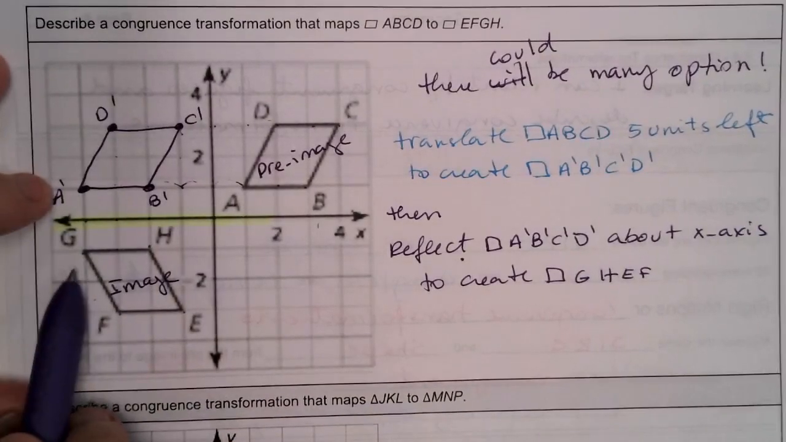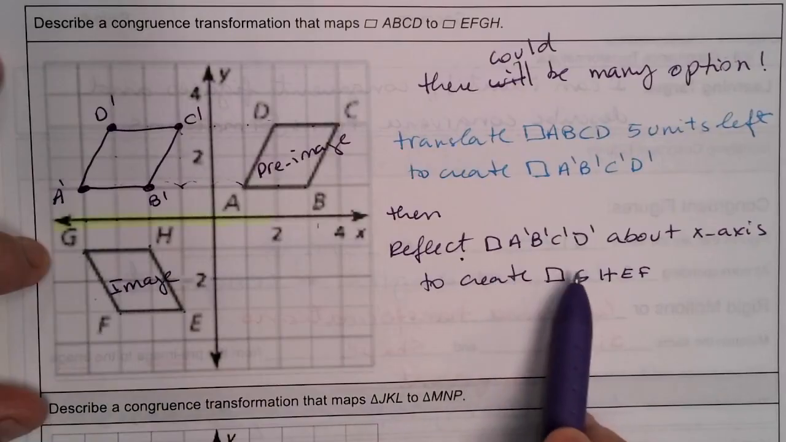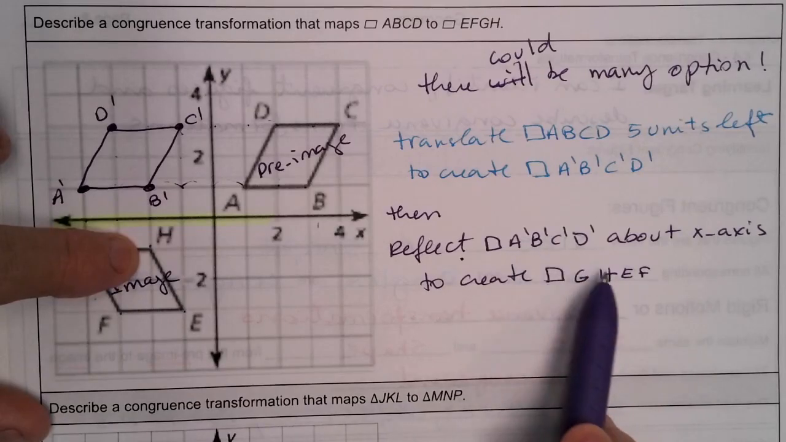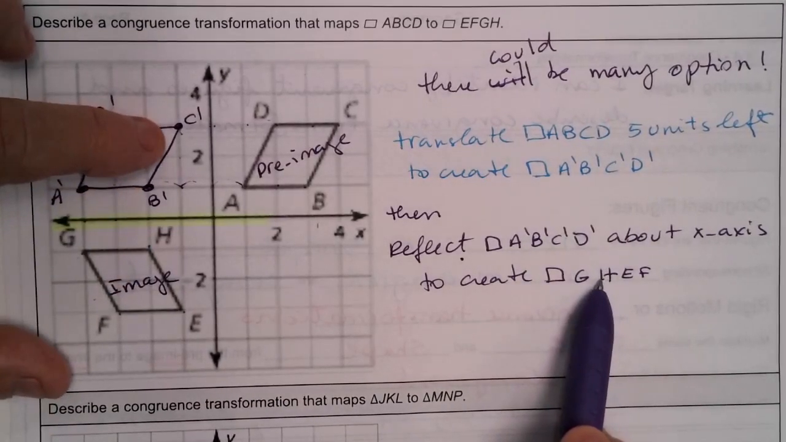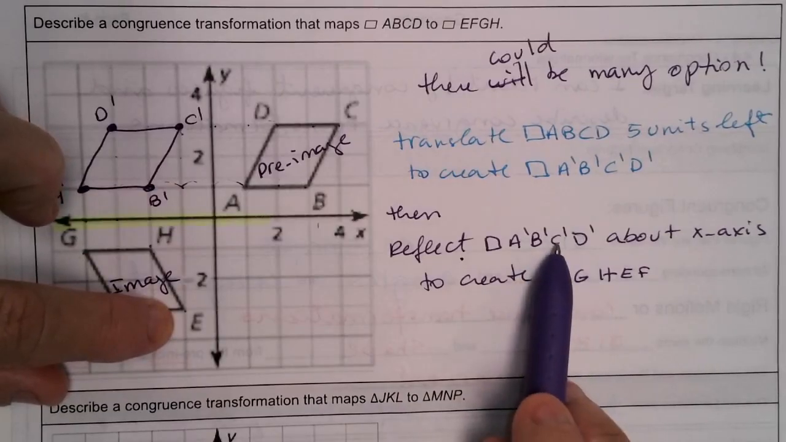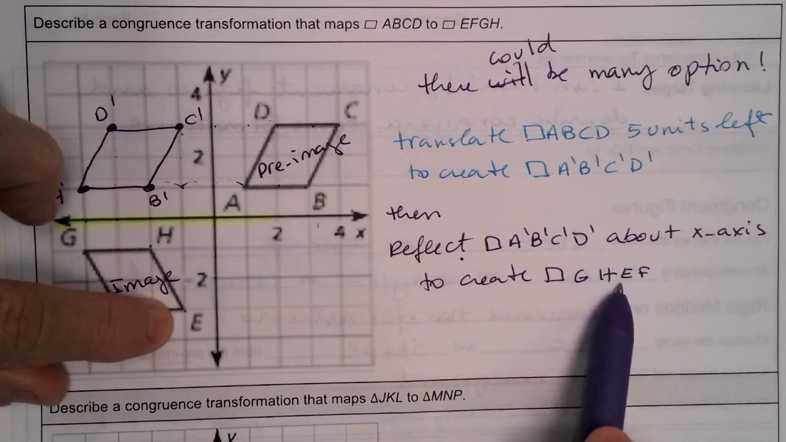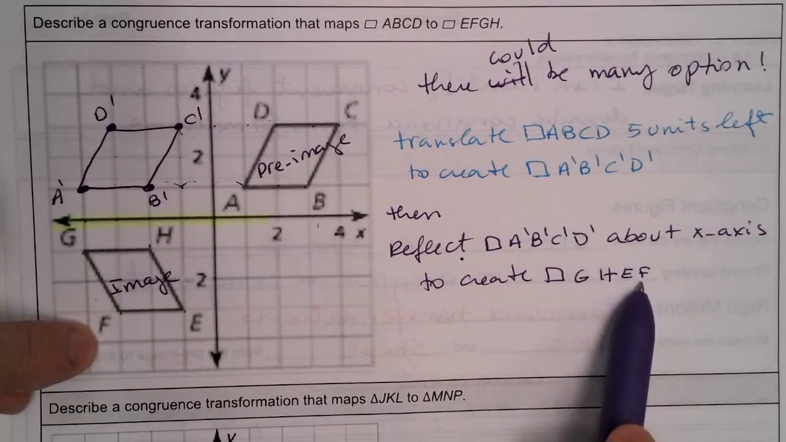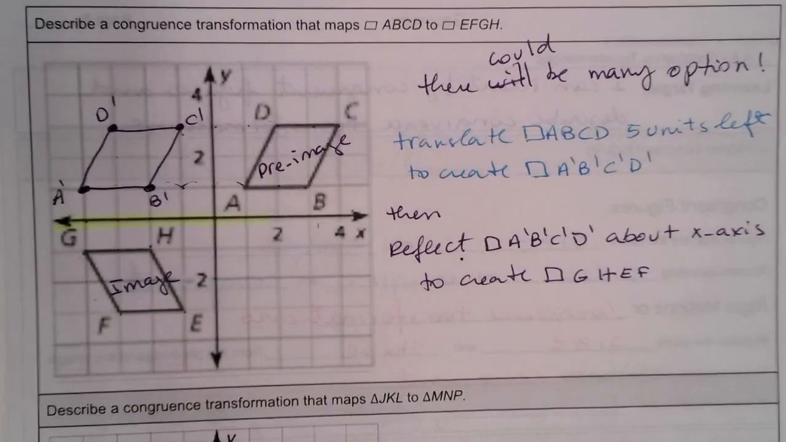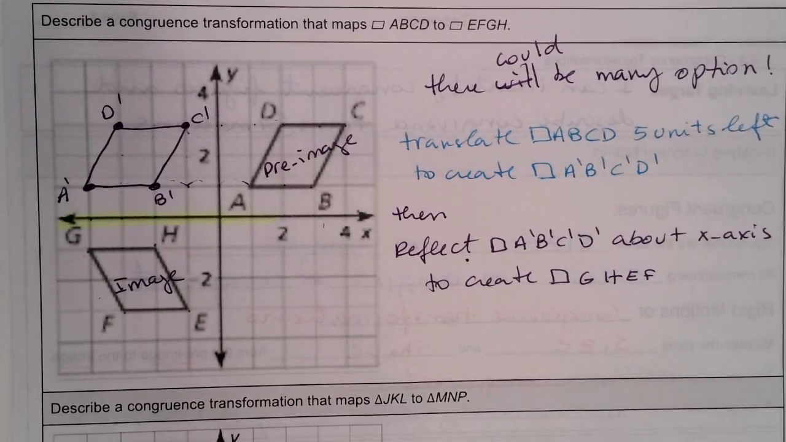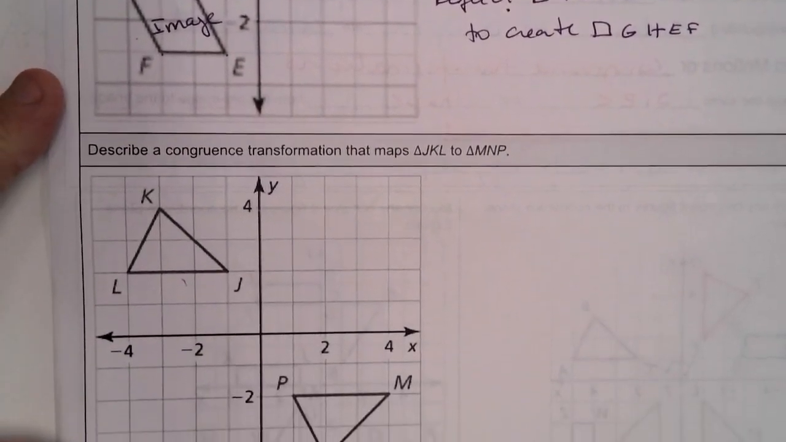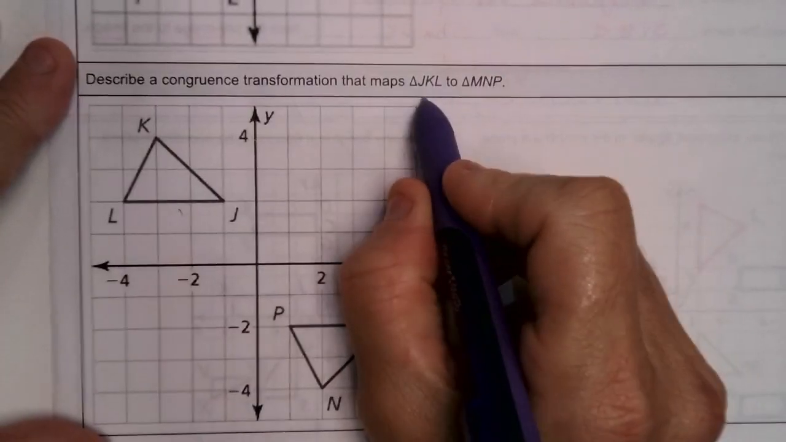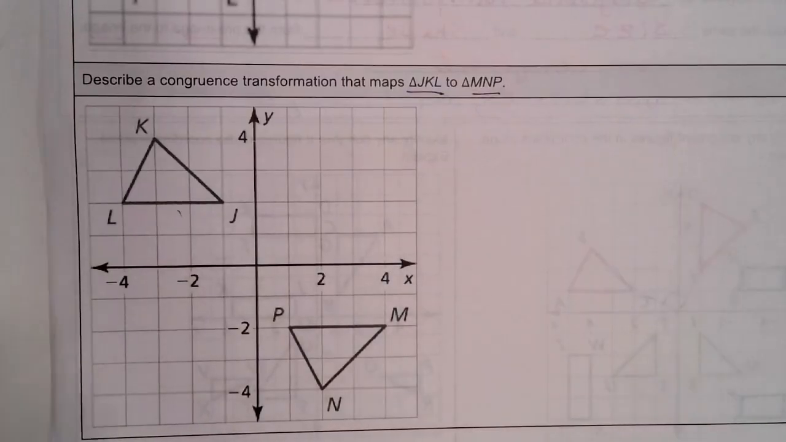Notice that I have to match. A prime matches G, so that has to be in the same position. B prime matches H, so B prime and H have to be in the same position when you name it. C prime matches E, so C prime is the third letter, E is the third letter. And D prime is the fourth letter, it matches F, so that has to be the fourth letter. All right, so now this next one, I want you to do it also. Find a series of rigid motions that takes triangle JKL to triangle MNP.